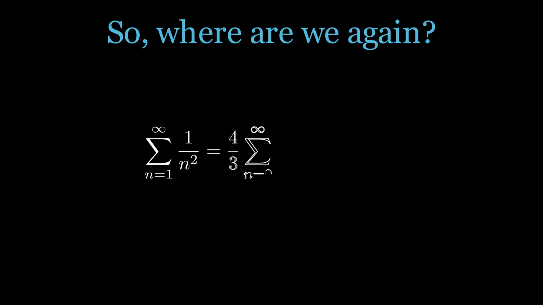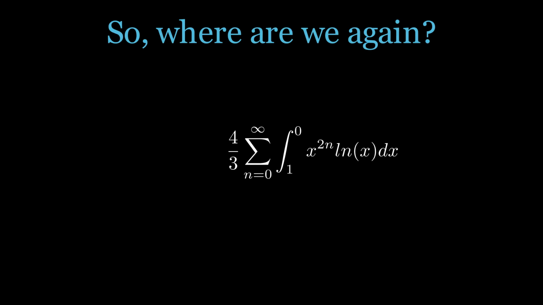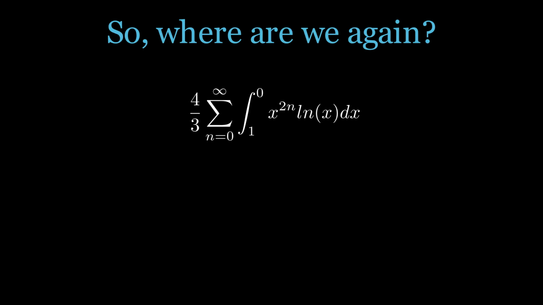So let's do a recap. The summation from 1 to infinity of 1 over n squared equals 4/3 the summation from 0 to infinity of an integral. Not very user-friendly, is it? However, we are going to take a look at this as well, and we're going to get through this together.